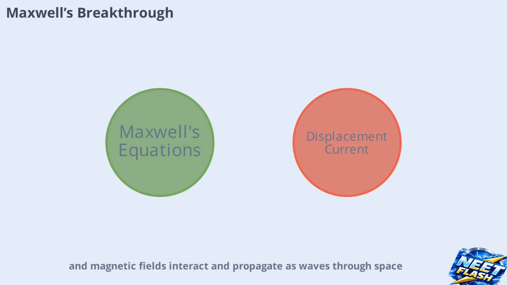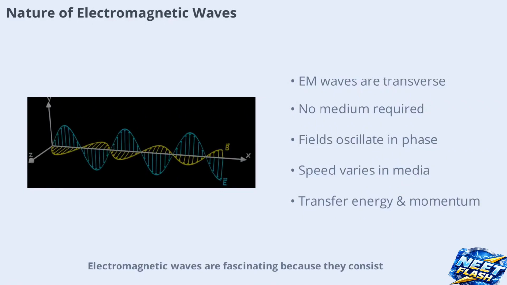Electromagnetic waves are fascinating because they consist of sinusoidally oscillating electric and magnetic fields. These fields are perpendicular to each other and to the direction of wave propagation, making EM waves transverse in nature. Unlike mechanical waves, electromagnetic waves don't require a medium. They can travel through a vacuum at the speed of light. The electric and magnetic fields in an EM wave are always in phase, and their relationship is governed by Maxwell's equations.